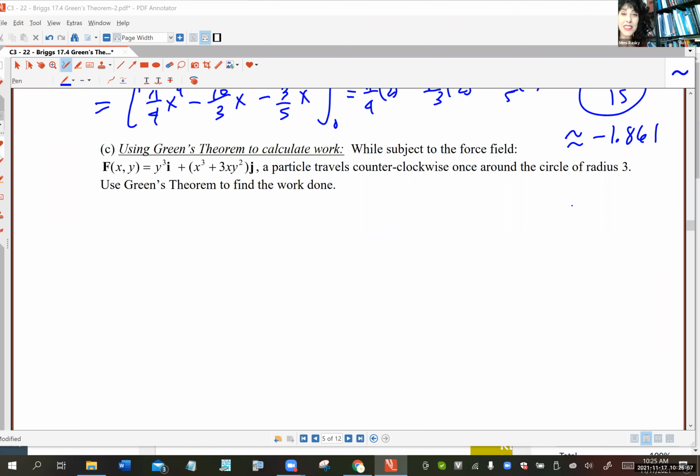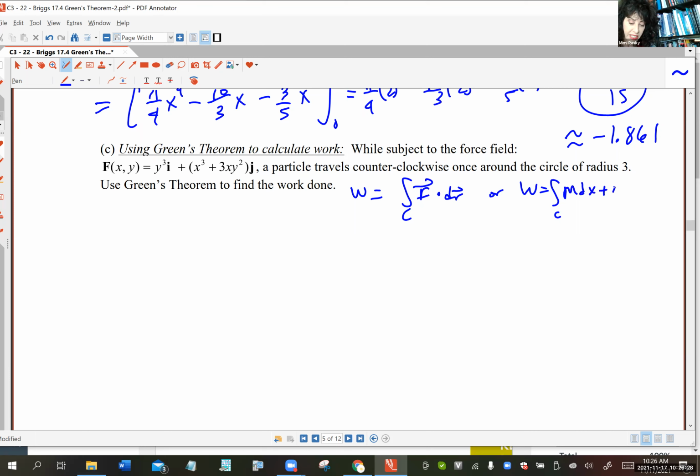Let's take a look at this next example where we use Green's theorem to calculate work. What kind of work? Well, the work done by a vector field on an object as it moves around in the vector field. Okay, that kind of work. And you know that you just do one of the vector field line integrals. Basically, work is the line integral of F dot dr. Or if you want to do the differential form, work is the M dx plus N dy thing also. You can use either one.